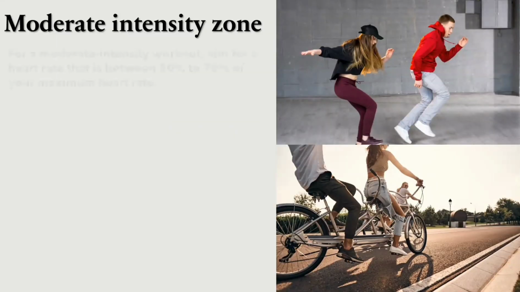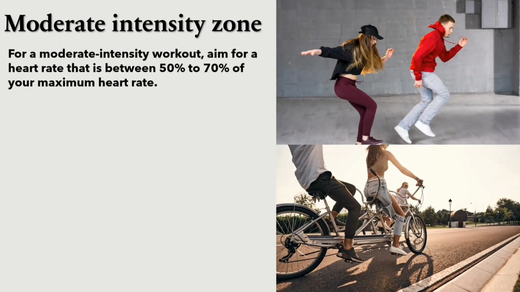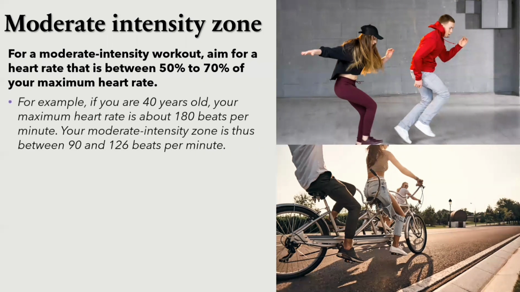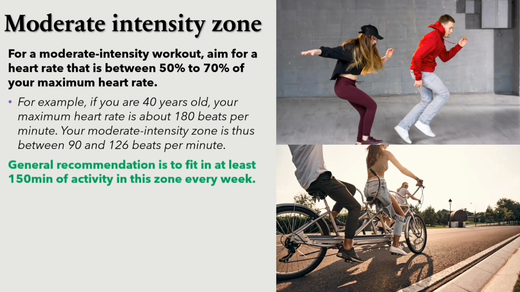Now let's look at the moderate intensity zone. Use heart rate to evaluate whether you're working at an adequate intensity during aerobic activities. For a moderate intensity workout, aim for a heart rate that is between 50 and 70% of your maximum heart rate. For example, if you are 40 years old, your maximum heart rate is 180 beats per minute. Your moderate intensity zone thus is between 90 and 126 beats per minute. General recommendation is to fit in at least 150 minutes of activities in this zone every week.